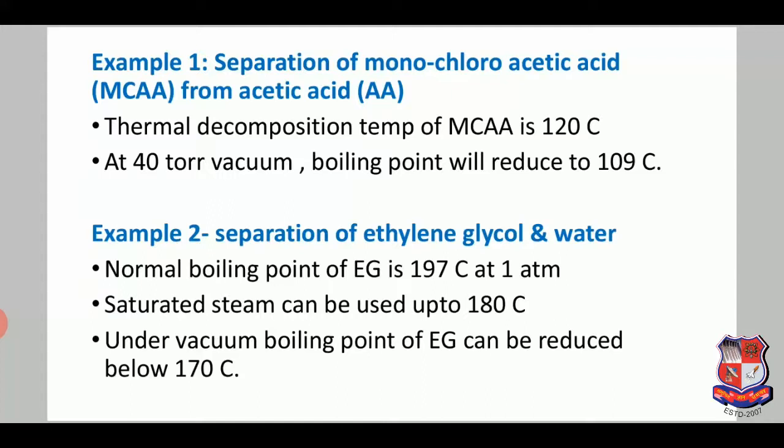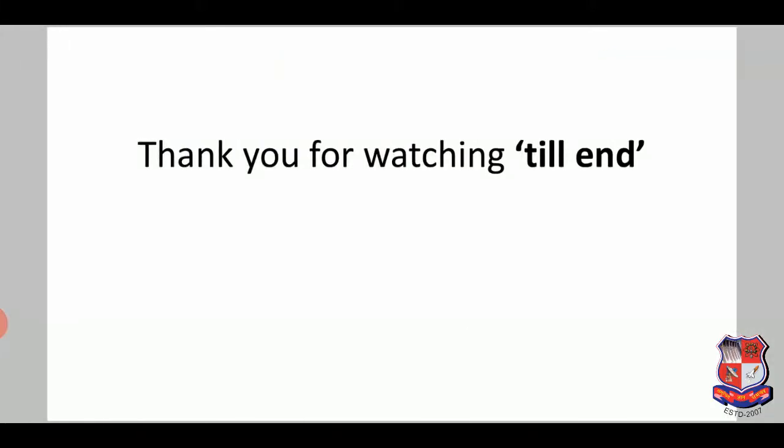But if we carry out this operation in vacuum, then it is possible to reduce the boiling point of ethylene glycol below 170 degrees Celsius. So now you can use saturated steam instead of superheated steam or heating oil. So this way vacuum distillation finds its own advantage and high pressure distillation finds its own advantage. Thank you students for watching this video.